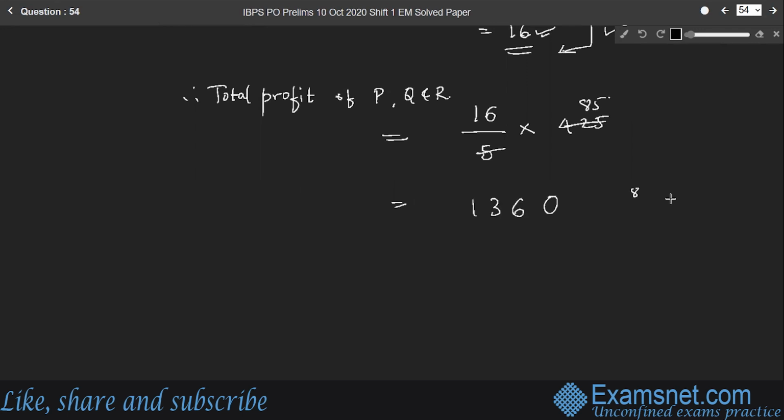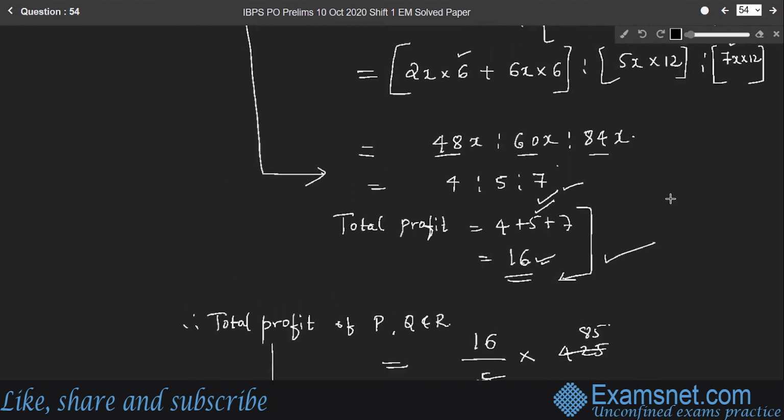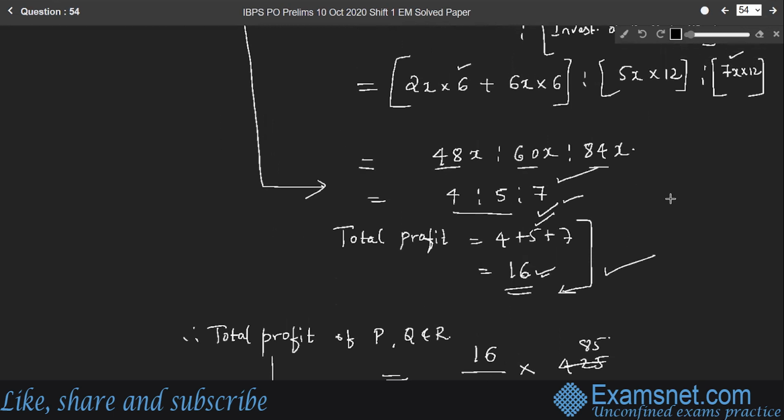So you will get 1,360 rupees as the total profit of P, Q and R. Otherwise, you can use the other method using the ratio 4:5:7. So find the individual profits, that is P's profit, Q's profit and R's profit separately. Q's profit is already given, so you have to find P's profit.